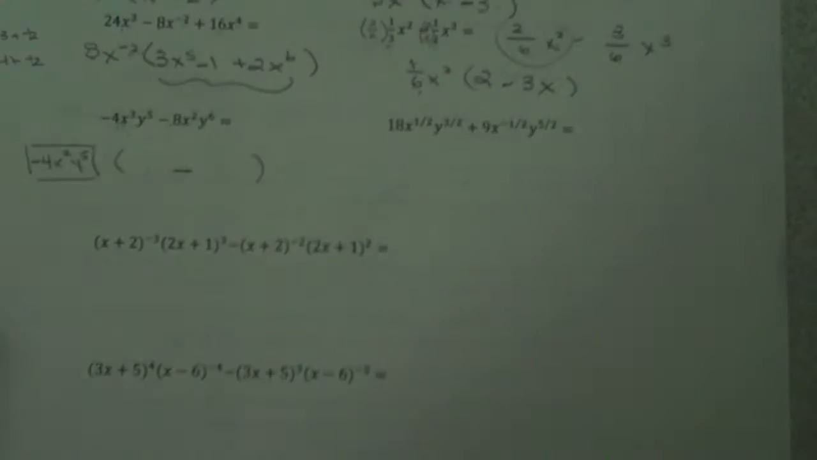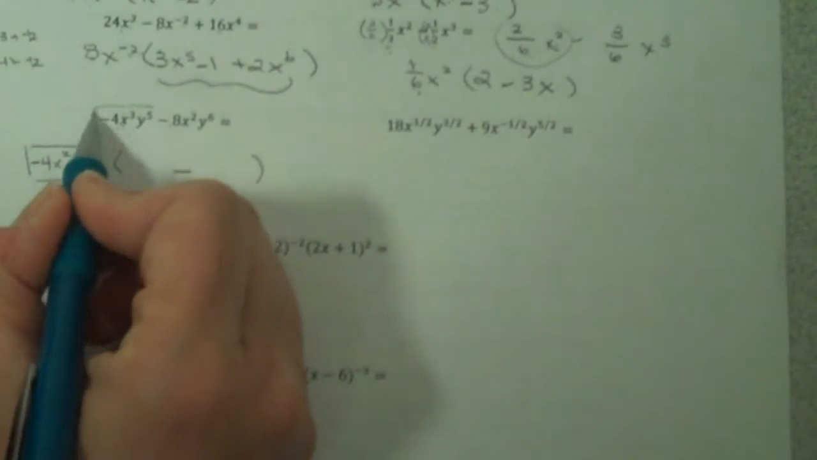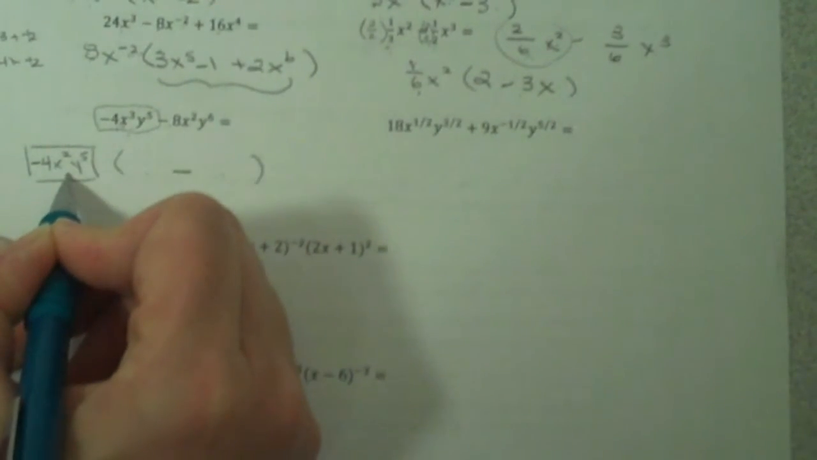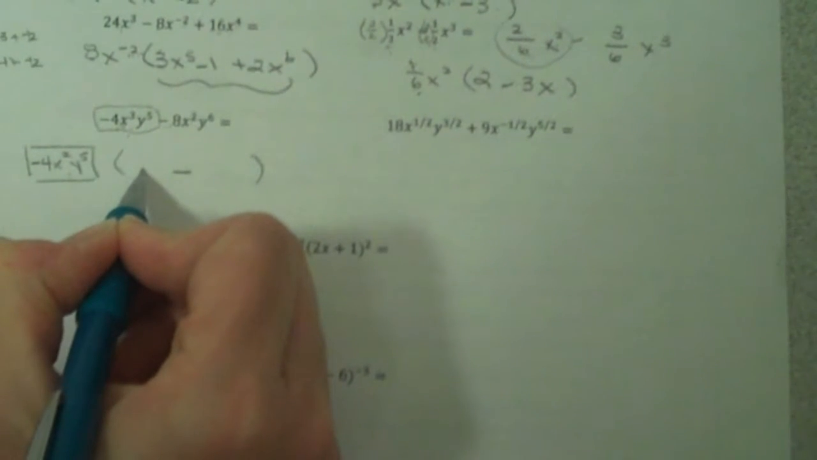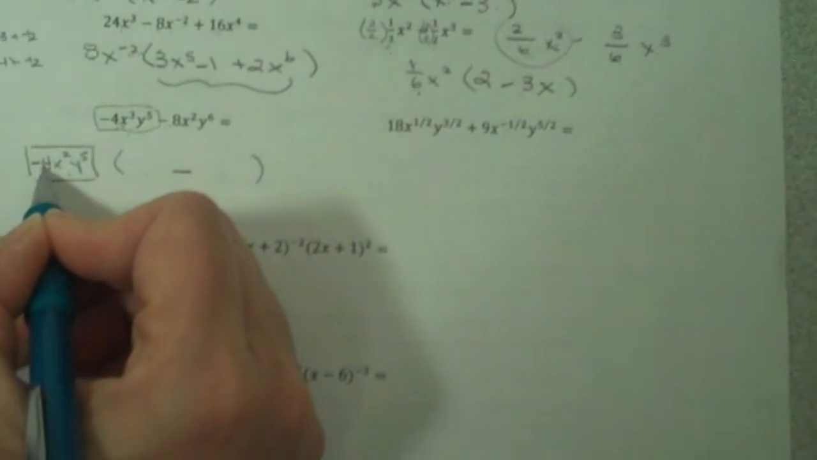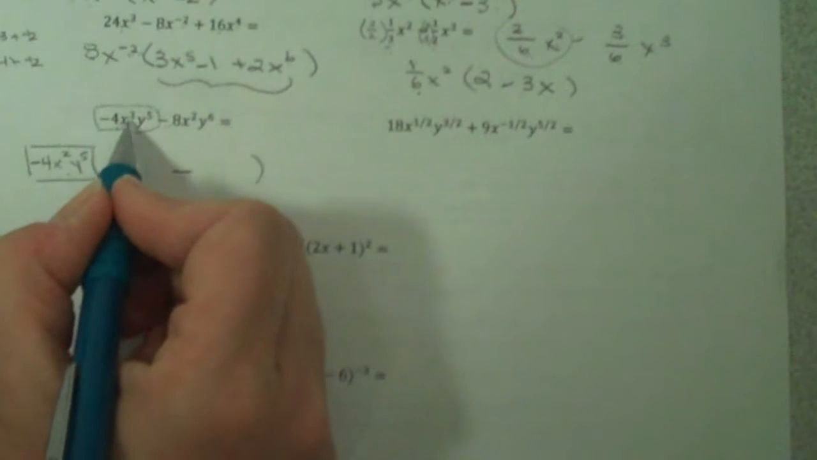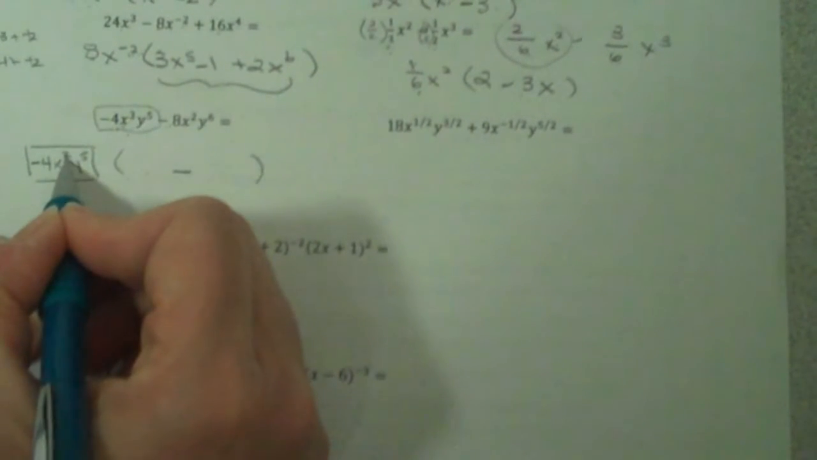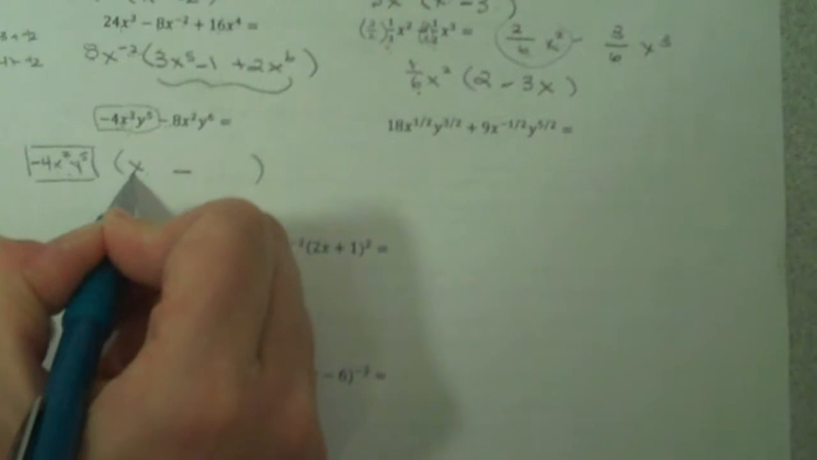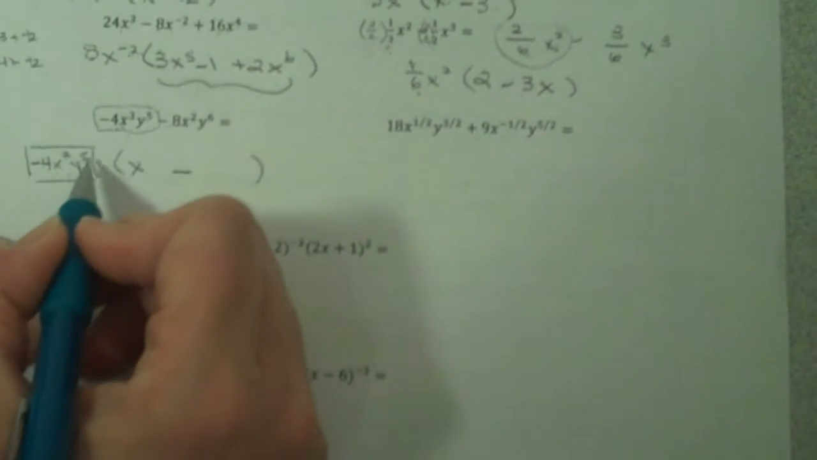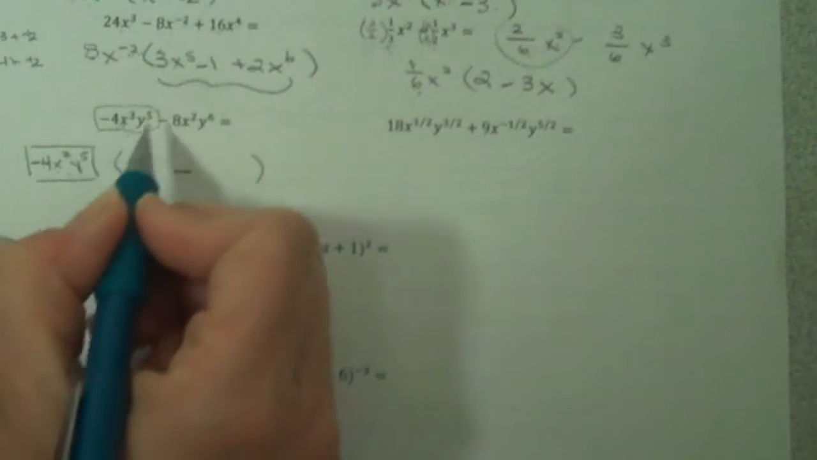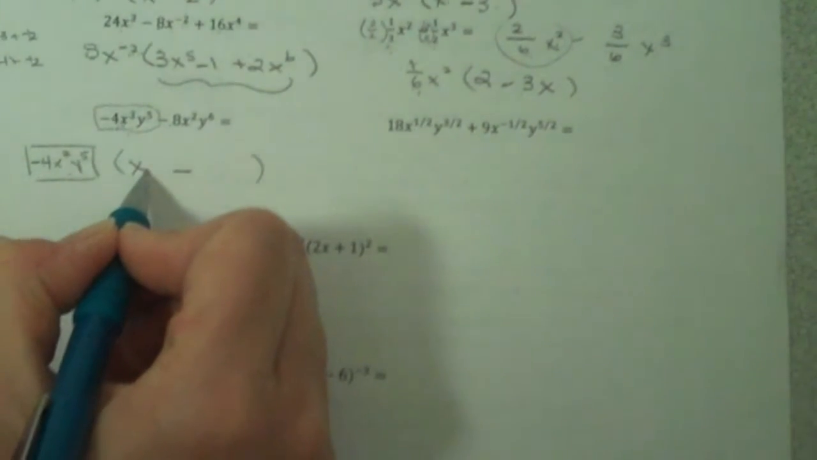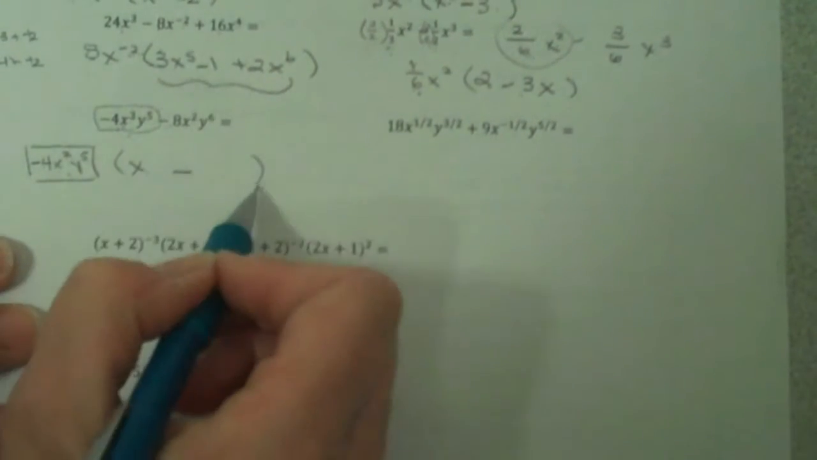So now I'm going to look at this and divide it by that, and whatever's left is going to go right here. So negative 4 divided by negative 4, nothing left. X cubed divided by x squared, I'm going to subtract my exponents, 3 minus 2, and I'm going to have an x left. And y to the 5th divided by y to the 5th, when I subtract my exponents, no y's. Move over to the other side.